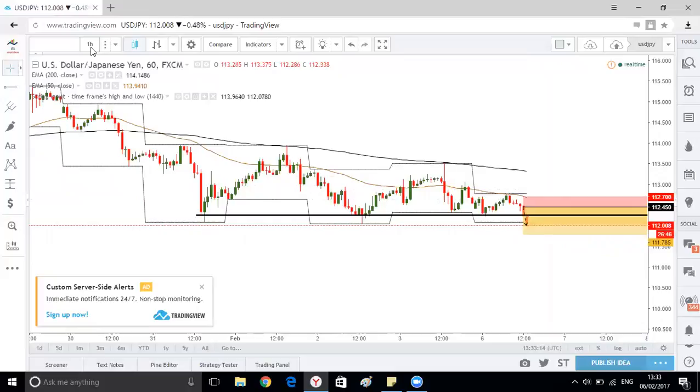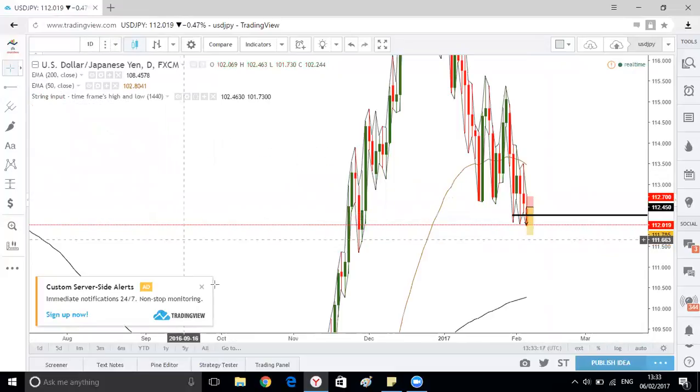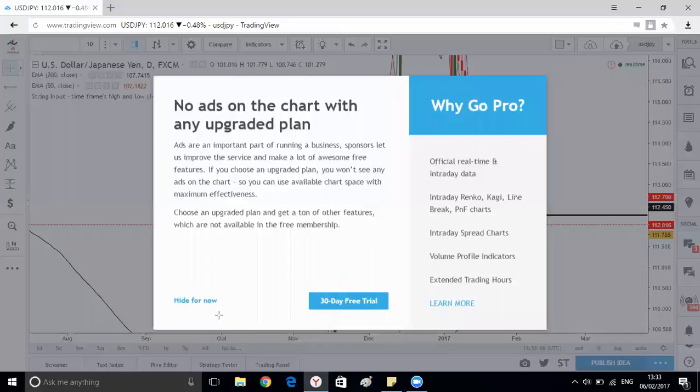Now my take profit, going on to the daily chart. Let me show you why I set my take profit there.